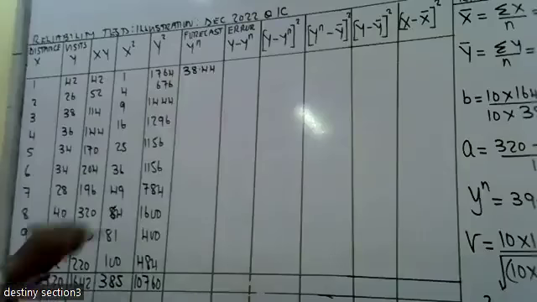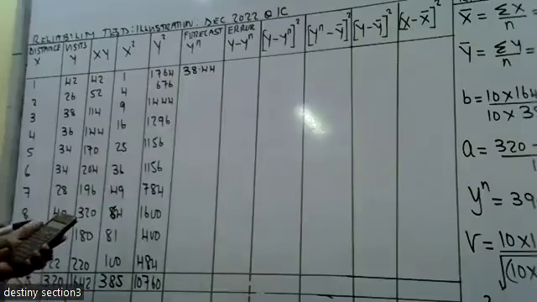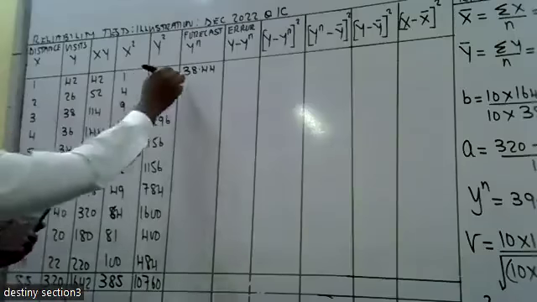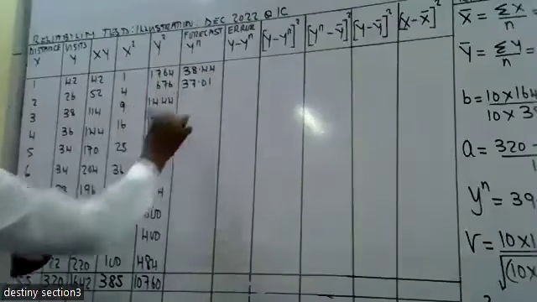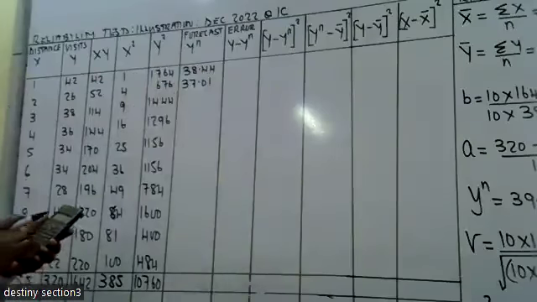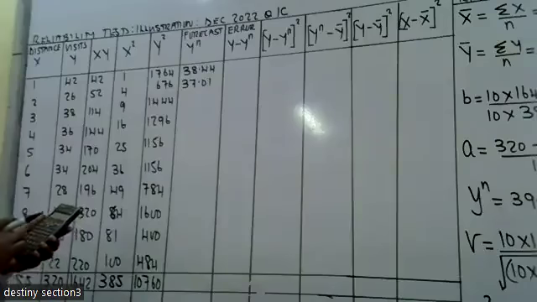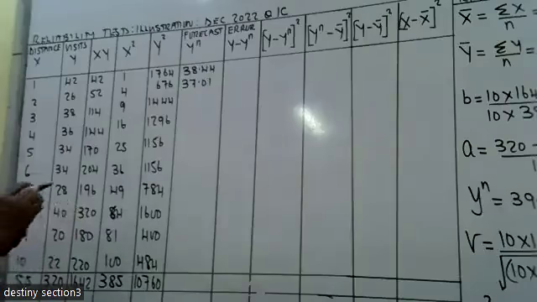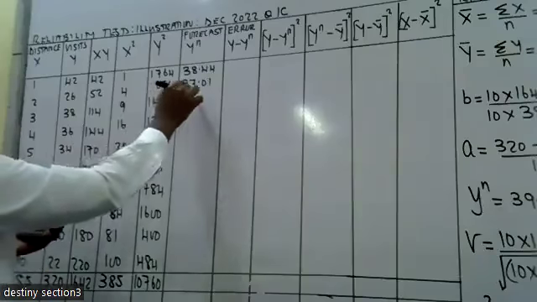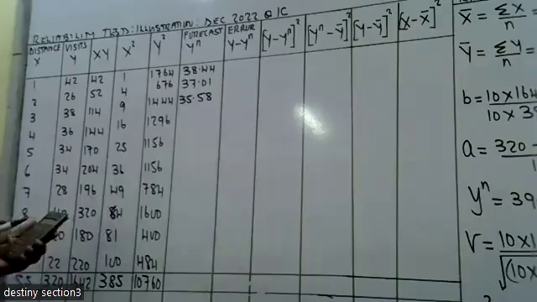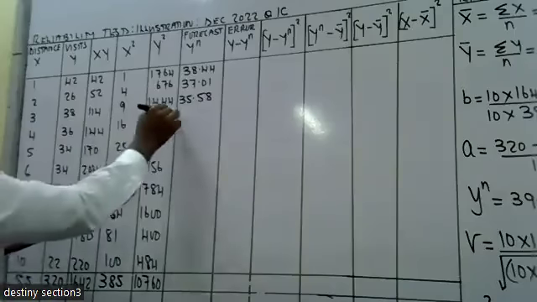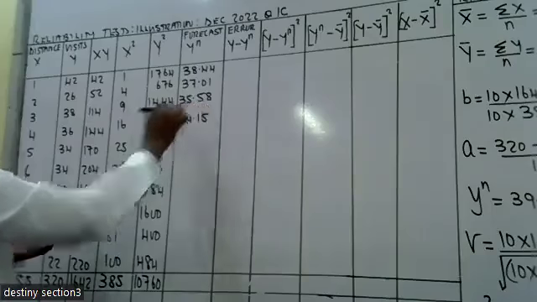Again, take that equation: 39.87 minus 1.43 times 2. Now put in 2. You get 37.01. Then 39.87 minus 1.43 times 3 is 35.58. 39.87 minus 1.43 times 4 is 34.15.